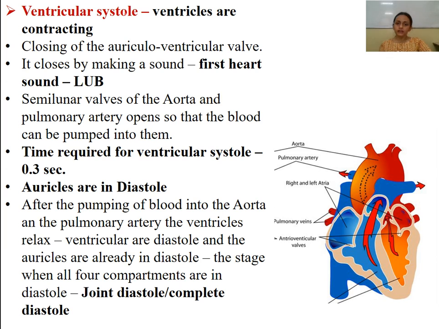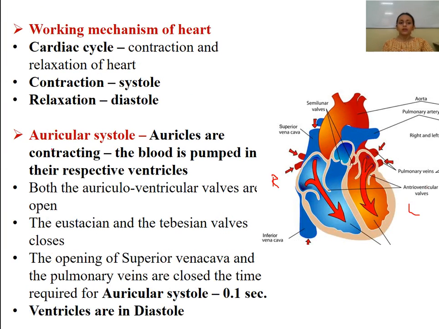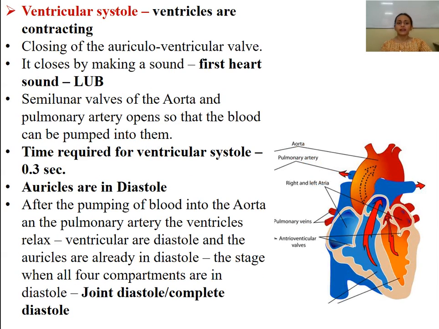Once again, what happened by now? Auricles went under systole, that means the auricles contracted and the blood was poured into their respective ventricles. This took a time of 0.1 second when the ventricles were in relaxed position. Now, the ventricles contract, that means the ventricular systole takes place. And at this time, the auricles are in diastole, that means the auricles are in relaxed position.